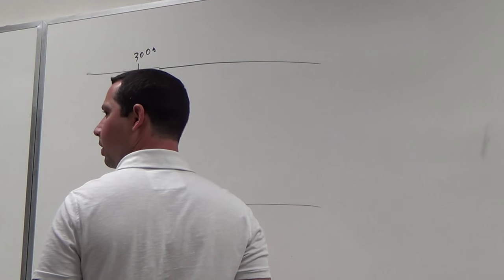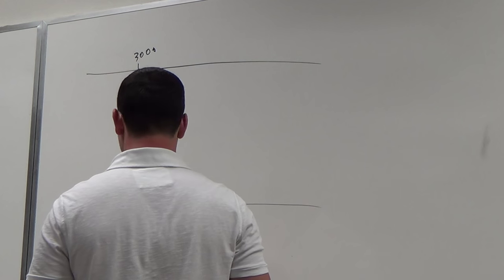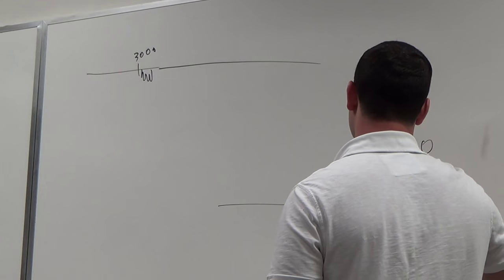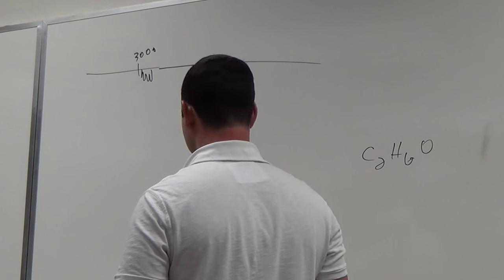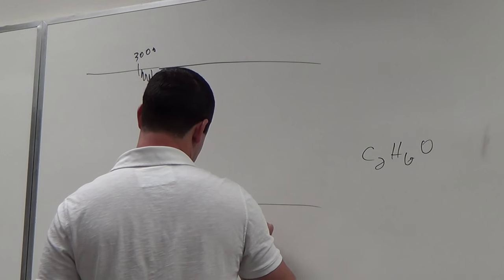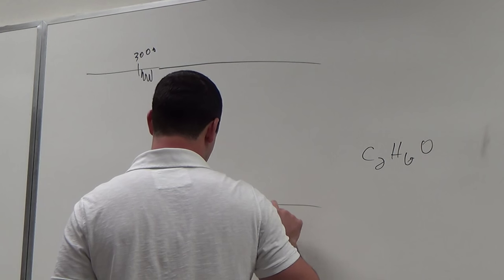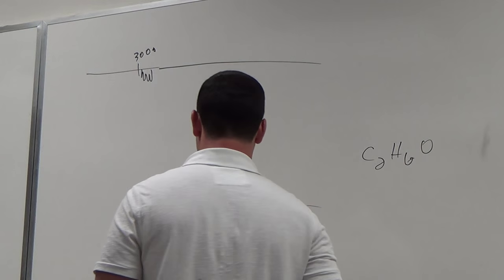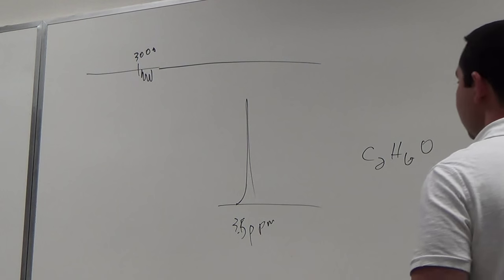You can have a 3.5. There's two carbons with six hydrogens and an oxygen. And then you have 3.5 ppm. Okay, very good for you. Singlet or doublet or triplet? Singlet. Okay, very good. What does that mean?